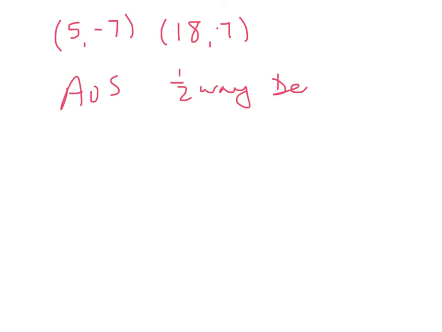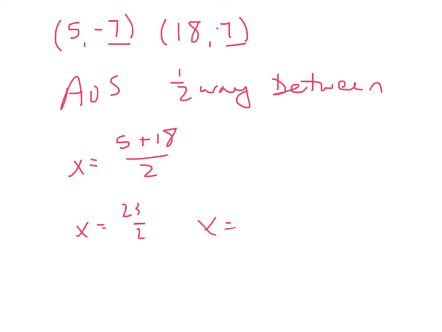Now the final thing I'd like to remind you about is these properties of symmetry. So if I have points 5, negative 7 and 18, negative 7 on the graph, I know my axis of symmetry is halfway between, since they are at the same height. So my axis of symmetry will be x equals the average of the x-coordinates, 5 plus 18 divided by 2, so x equals 23/2, or x equals 11.5 would be the equation for my axis of symmetry.